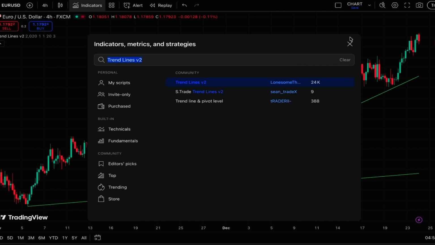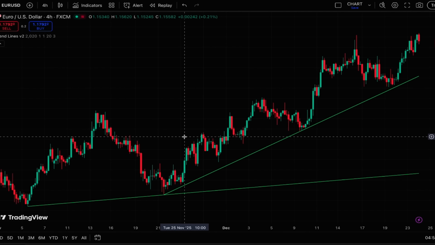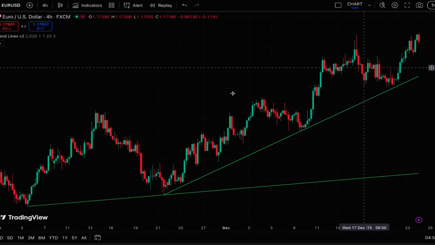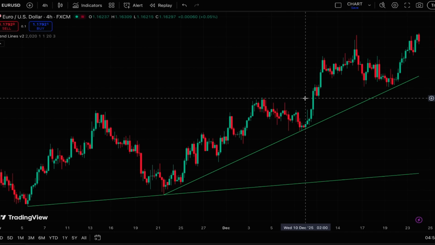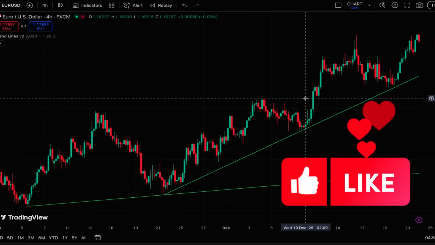Alright, when you add this indicator to your chart, the indicator automatically draws trend lines for the current trend of the market. The lines from past trends are removed and only the lines for the current trends are shown, so your chart will not be cluttered by many lines. If you're looking for a simple tool to draw trend lines for the current trend of the market, this indicator is a perfect choice for you.